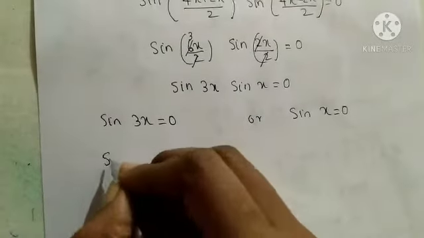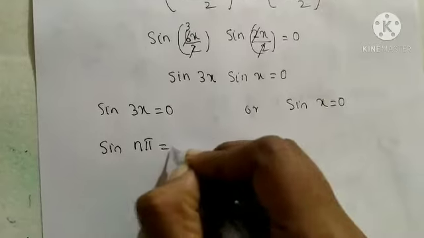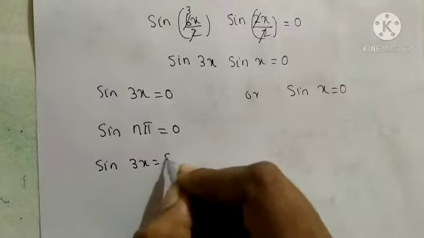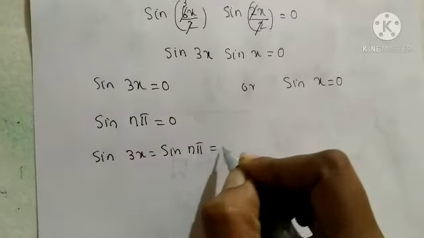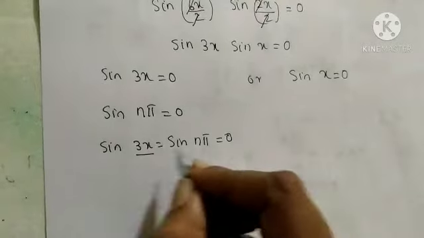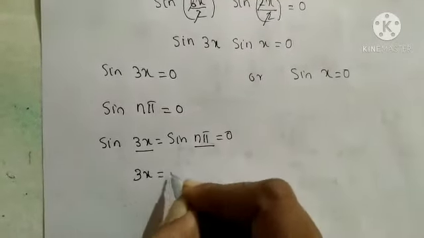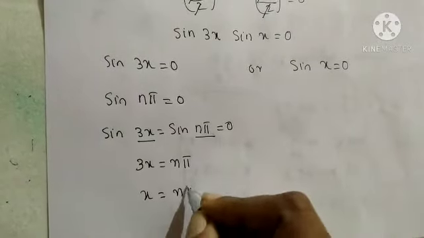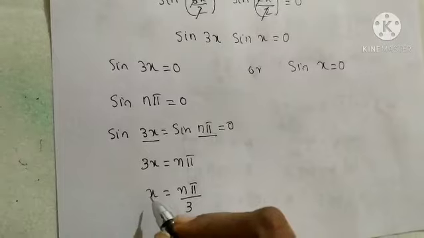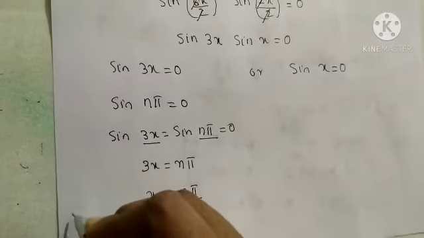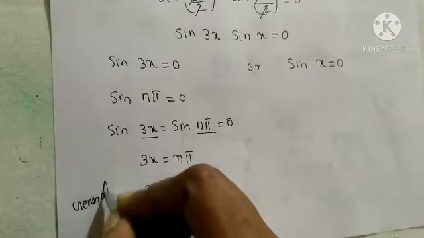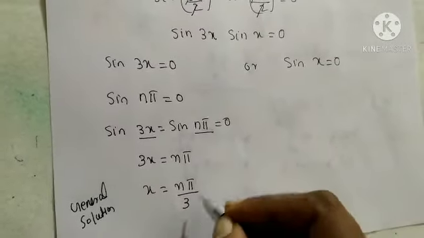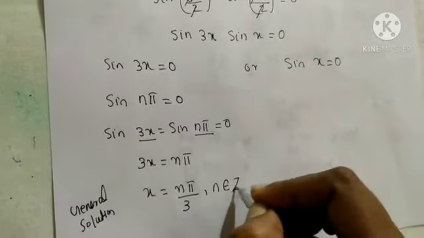Right, we know that sin n pi is equal to 0. So we can write sin 3x is equal to sin n pi equal to 0. So here we get 3x is equal to n pi, or x equal to n pi by 3. So one of the general solutions here is x equal to n pi by 3, where n is an element of Z, an integer.